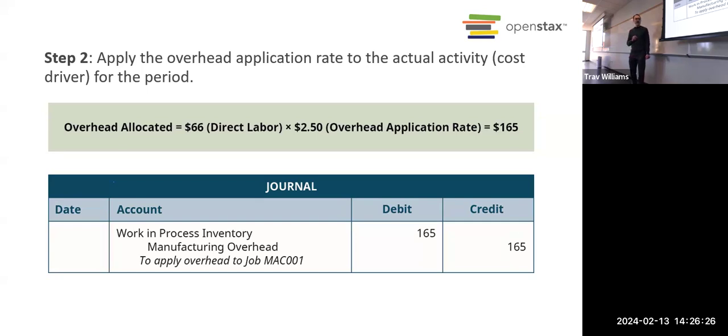I always think of manufacturing overhead as a big bucket where we just keep putting in our costs: our insurance, our rent, our factory supervisor, our indirect labor. All of that just goes into this big bucket. And when we get to the end of the job, we scoop a certain amount out of that bucket to apply to that job based on our overhead rate.